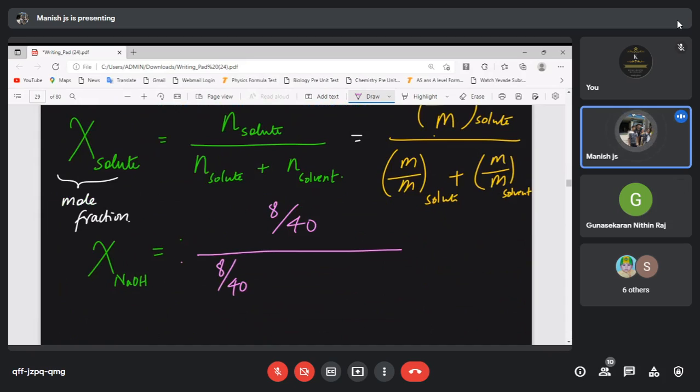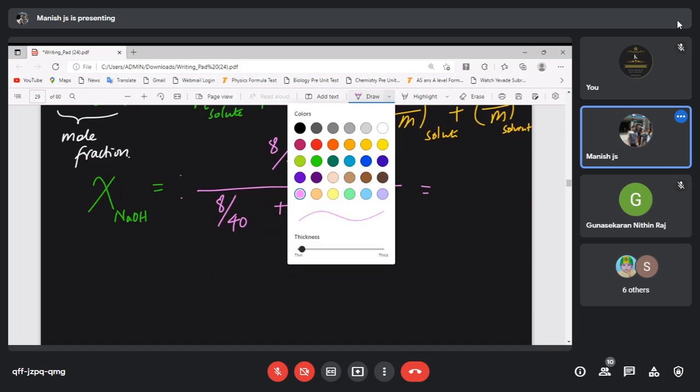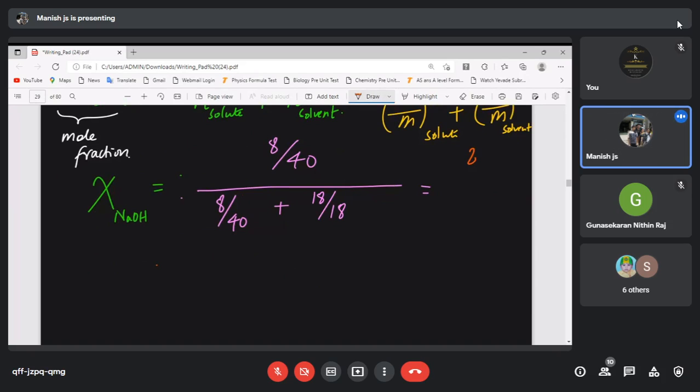Okay good, so 8 divided by 40, the whole divided by again 8 by 40 of your solute, then plus the mass of solvent, which is 18, right? 18 by the molar mass of solvent H2O, which is 2 plus 16, yes 18 only again. So 8 by 40 divided by 8 by 40 plus 18 by 18 which is 1. So simplify it. You have to go for a simplification. So 8 by 40 all divided by, here if you want to go for an LCM, go for an LCM. So 8 by 40 plus 1, how much does it come?